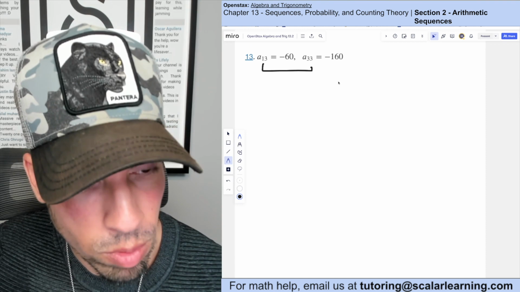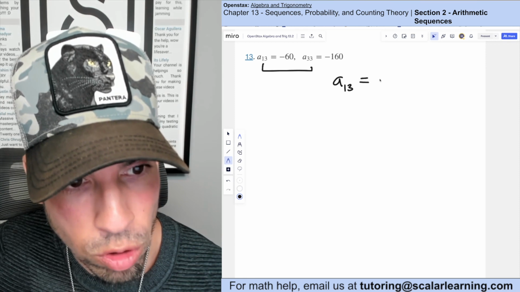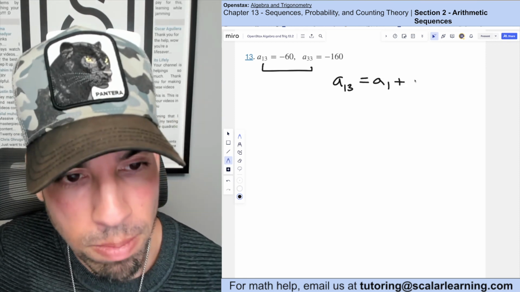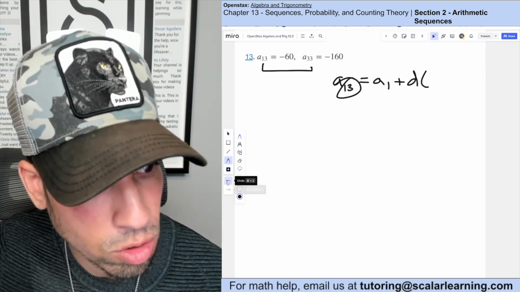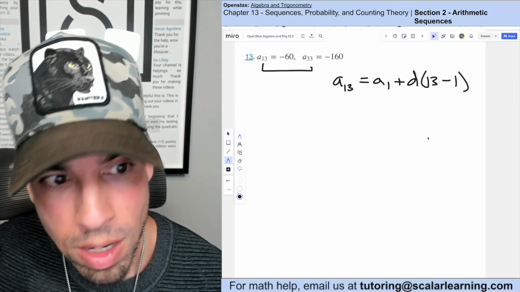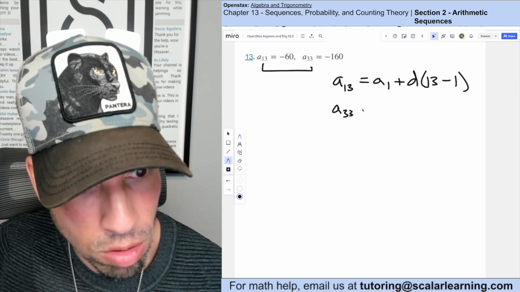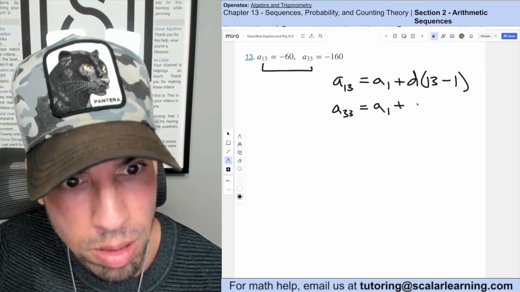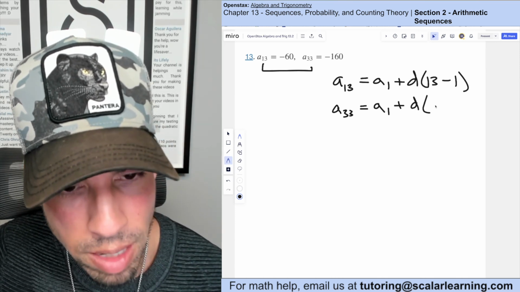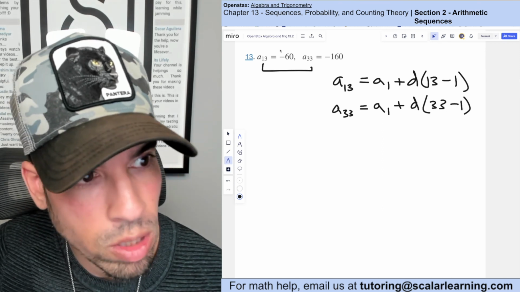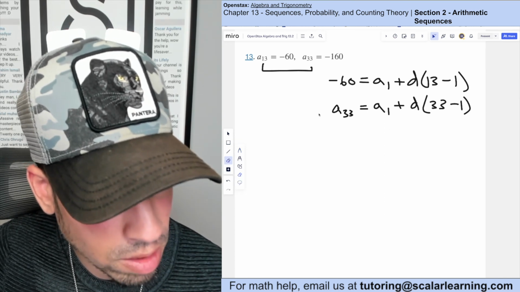Normally we'd say a sub n, or let's say a sub 13, is equal to the first term plus whatever my common difference is, which we don't know, times n minus 1. In this case, n is 13, so we have 13 minus 1. Then we can make a second equation with a sub 33. a sub 33 is equal to, again, a sub 1 plus the common difference times n minus 1, so 33 minus 1. Now we know that a sub 13 is actually negative 60, and we know a sub 33 is negative 160.